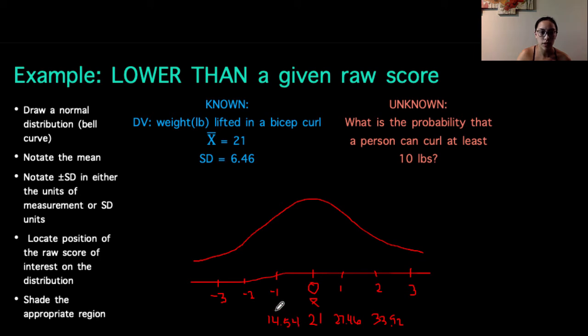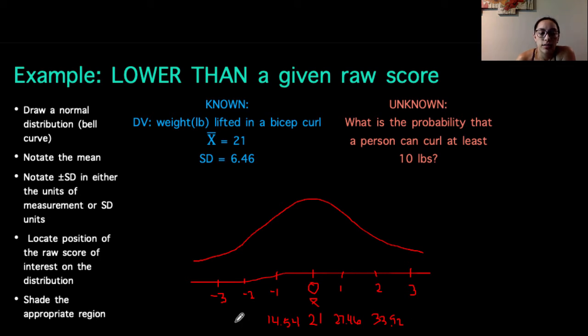Then you subtract 6.46 from that number, and you get minus 2 standard deviations in terms of the units you've measured, which would be pounds, right? Minus another 6.46, you kind of get the picture. So you can write in standard deviation units or in the units of the variable. We want to know the probability that a person can curl at least 10 pounds.